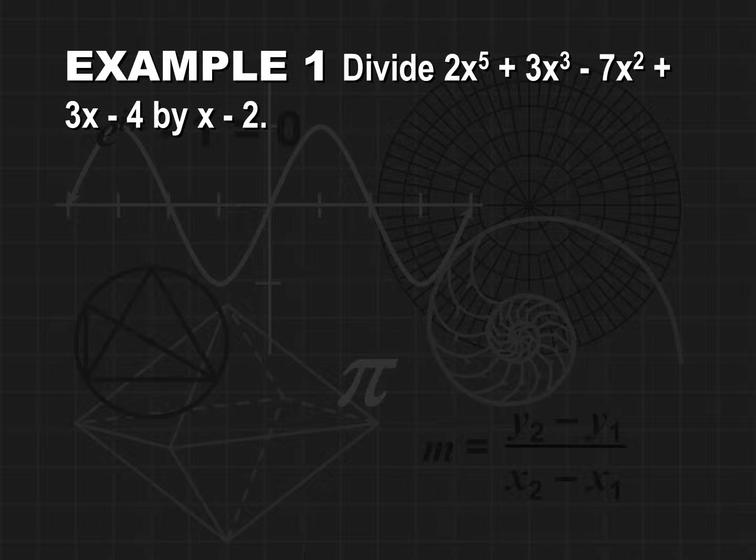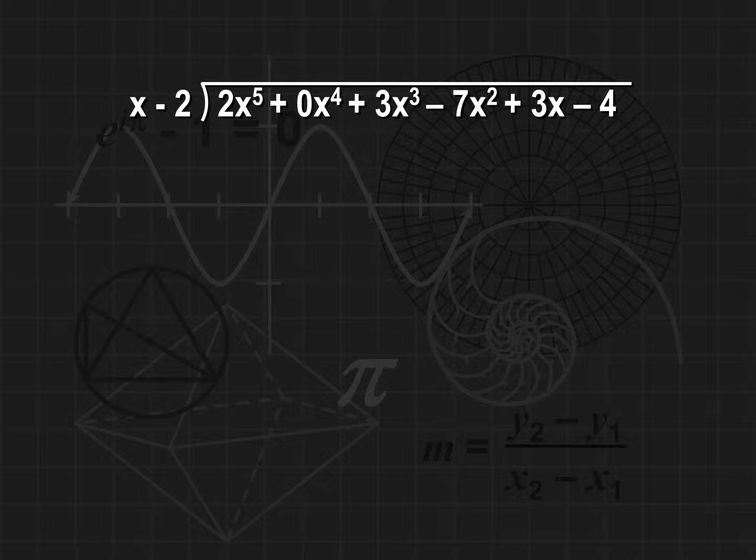So let's look at example 1. This one we have a polynomial 2x to the 5th plus 3x cubed minus 7x squared plus 3x minus 4. And we want to divide that by x minus 2. What we've learned previously is that if we want to divide this, we have to use long division.